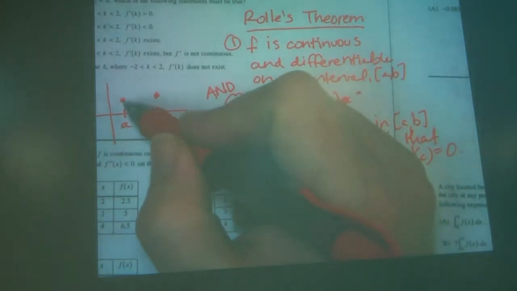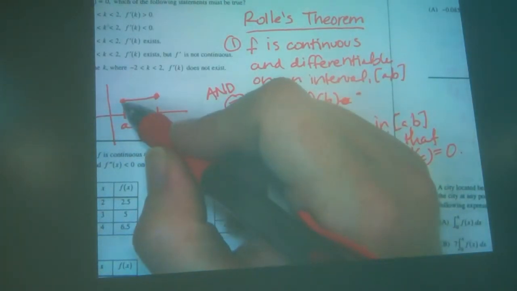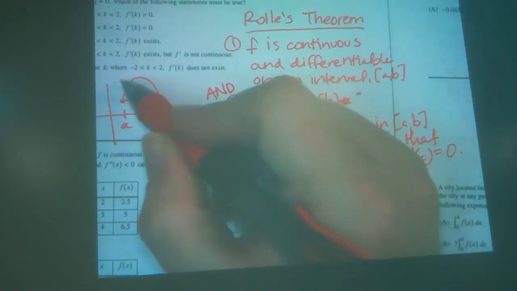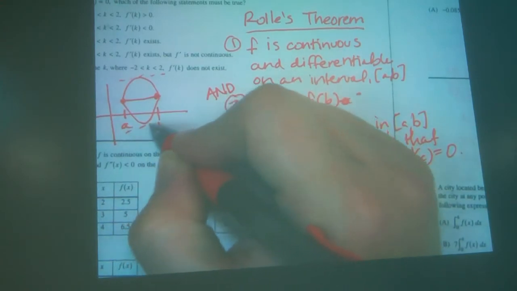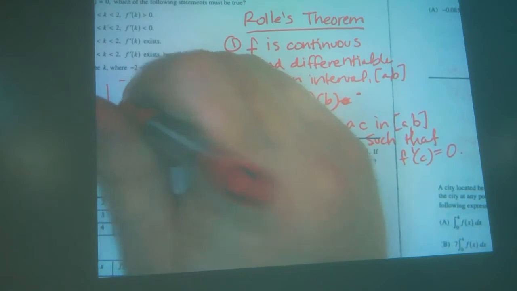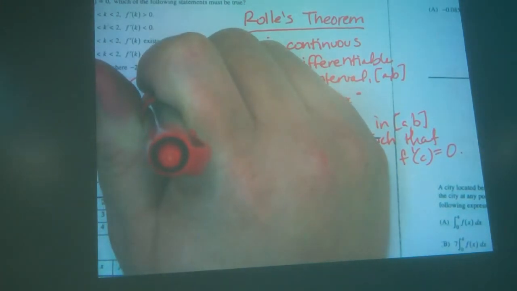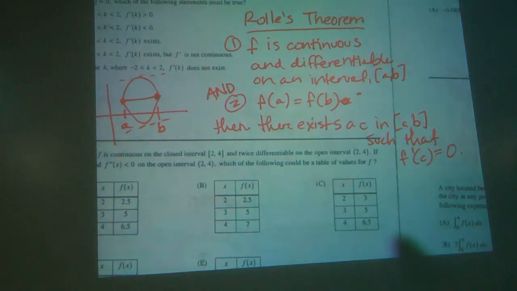I could try to connect them just with a straight line and the slope would be 0. Or I can try to go up and then come back down, but up here the slope would be 0. I can go down and then back up, but down here the slope would be 0. There's no way for me to draw any line from here to here without drawing a place where the slope would be 0. So basically that's what that's saying.